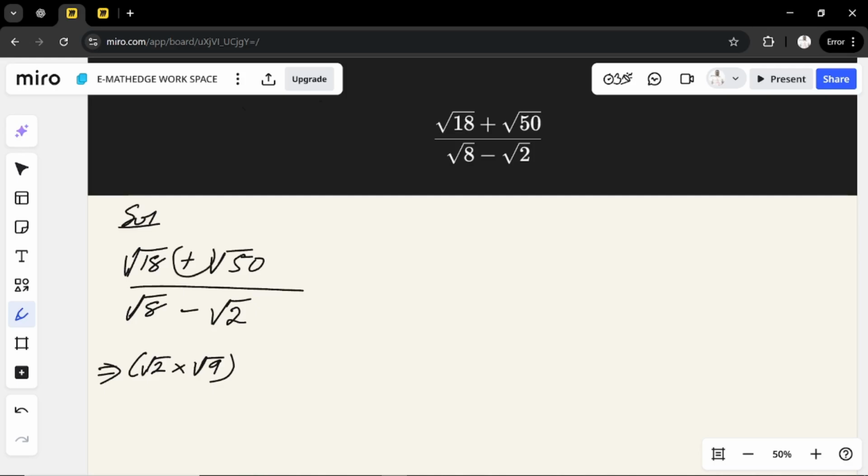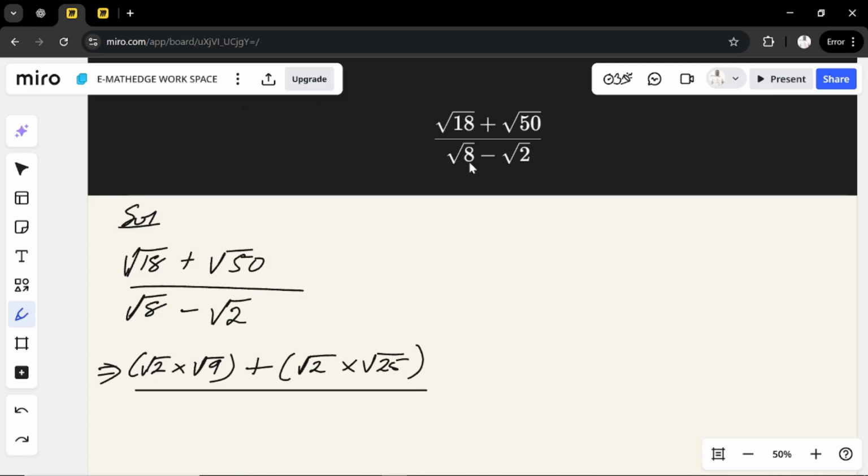What do we have here? Addition, right? And simplifying the root of 50, we are going to have the root of 2 multiplied by the root of 25, right? 2 multiplied by 25 is 50. So the root of 2 multiplied by the root of 25 will give us the root of 50, all over. Now, this is the root of 8.